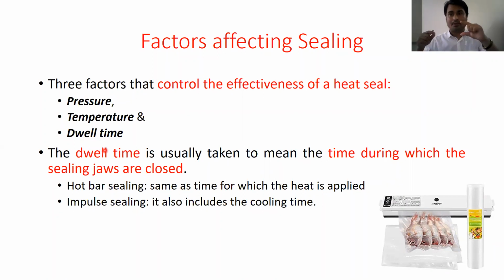Dwell time, because we are having a hand sealer. So this hand sealer has two jaws, two mouths. Like a fish also has a mouth, meaning an upper jaw and a lower jaw. So like that, this sealer also has a jaw, upper jaw and lower jaw. In between the jaws, we have to place our packaging film, and we have to apply pressure and heat.